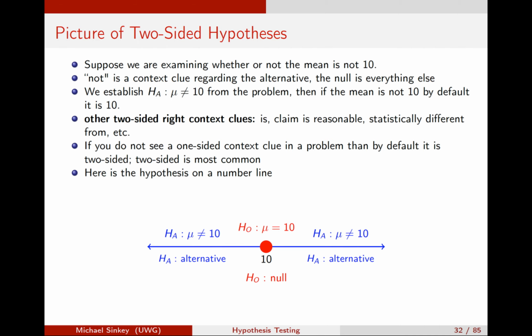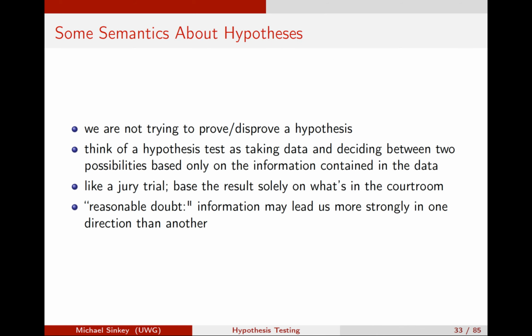There's always an equal sign for the null. There's never an equal sign in the alternative. If I see something like "is not," "claim is reasonable," or "statistically different from," none of those indicate direction. Those indicate that I'm looking at a picture like this. And so here is the hypothesis on the number line. Before we go any further, these are claims that we're making about the value of a population mean.